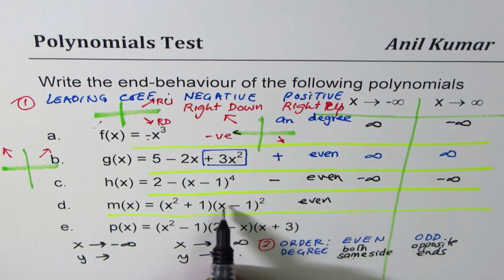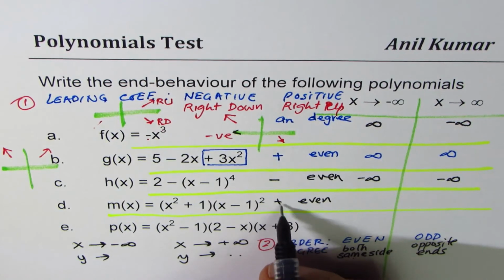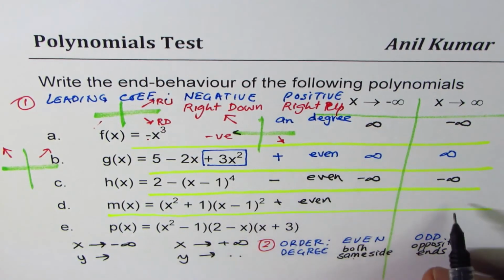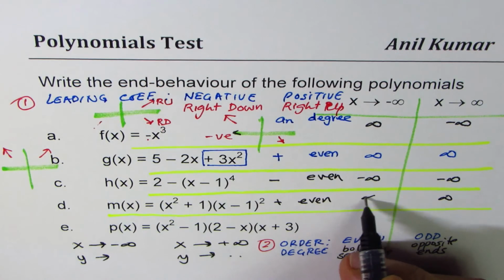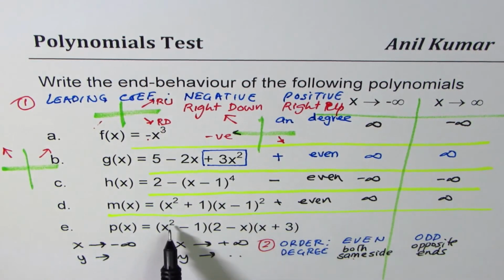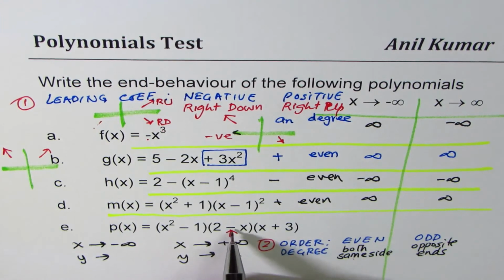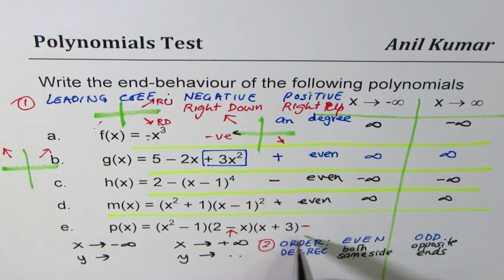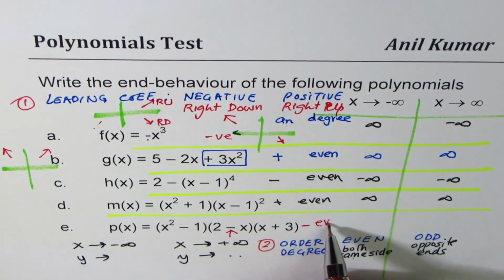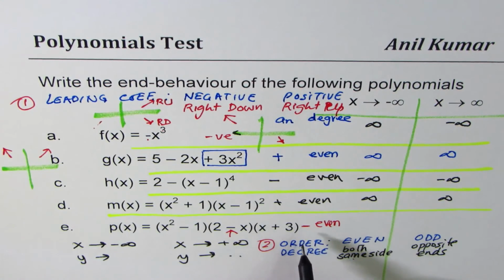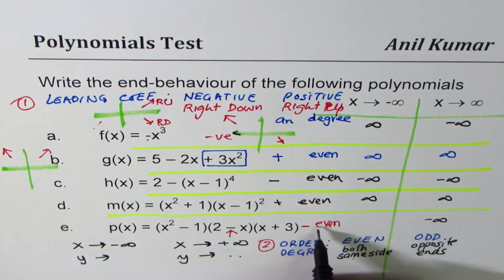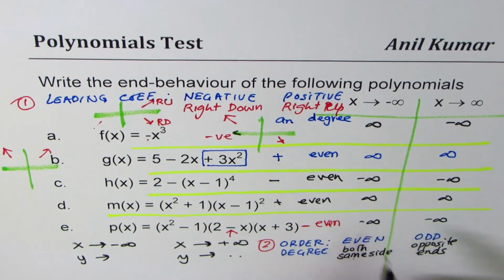Same ends. Positive leading coefficient, even and positive. Positive means right up, same ends. Now here we have 2, 3 and 4. But is it a positive or negative leading coefficient? It's important to check that part. Minus x makes it negative, do you see? So the leading coefficient is negative, however the degree is even. Negative means right side down, even means both same side, so both negative.